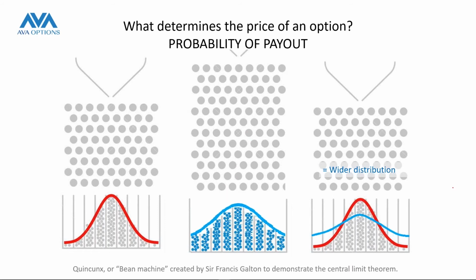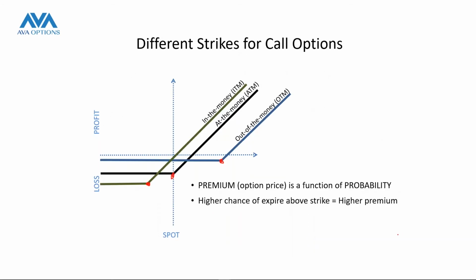So what is the difference between the red line and the blue line? The blue line had more nails, more market events, more time for the market to move. So the blue line represents more time or a more volatile asset, and the red line represents our base case.